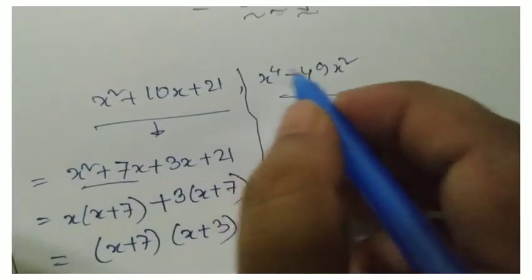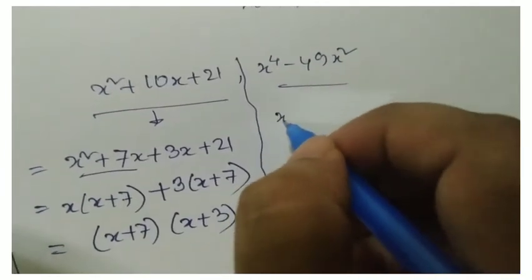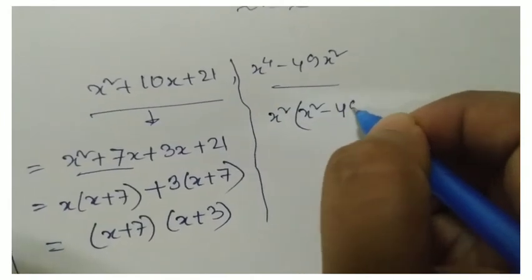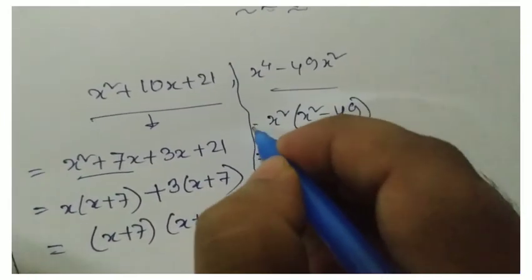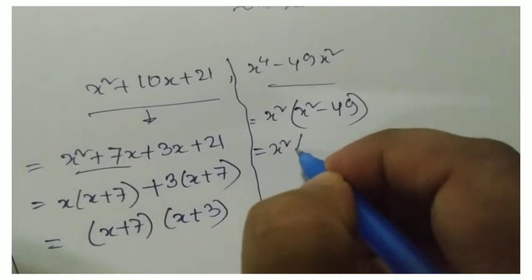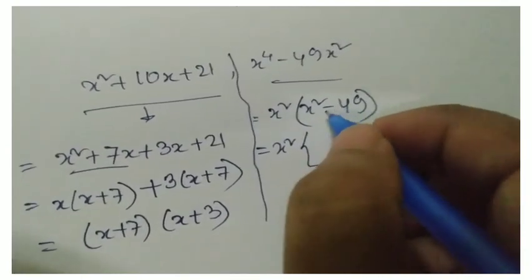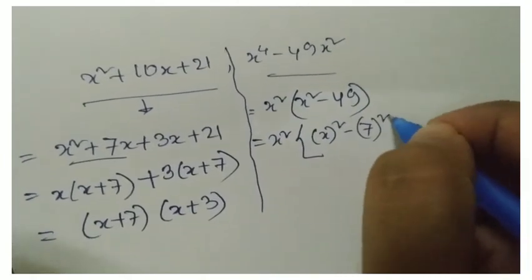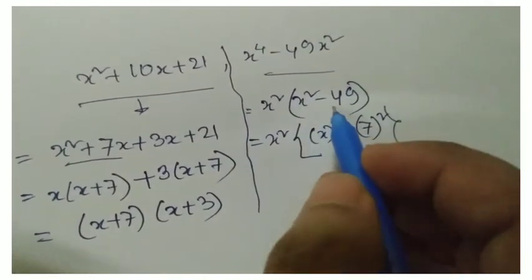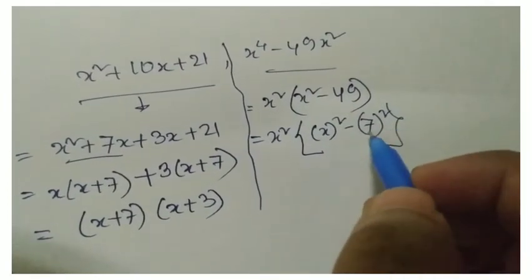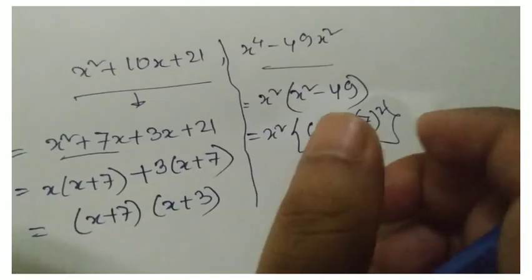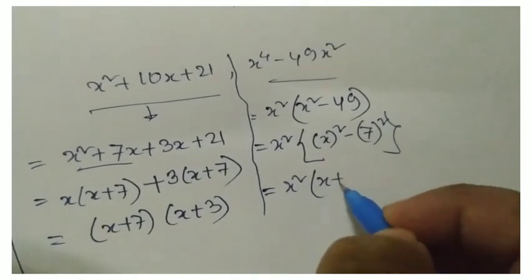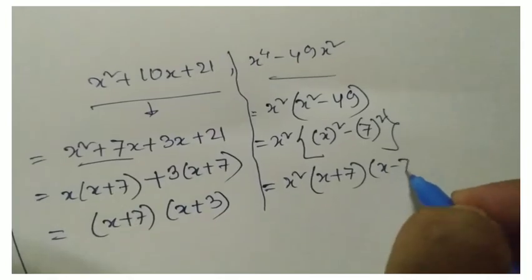For this expression, first of all we see we can take x square common, so we can write x square into x square minus 49. Then we can write x square minus 49 in this way: x whole square minus 7 whole square. So we know that a square minus b square equals a plus b into a minus b. So x square into x plus 7 into x minus 7.